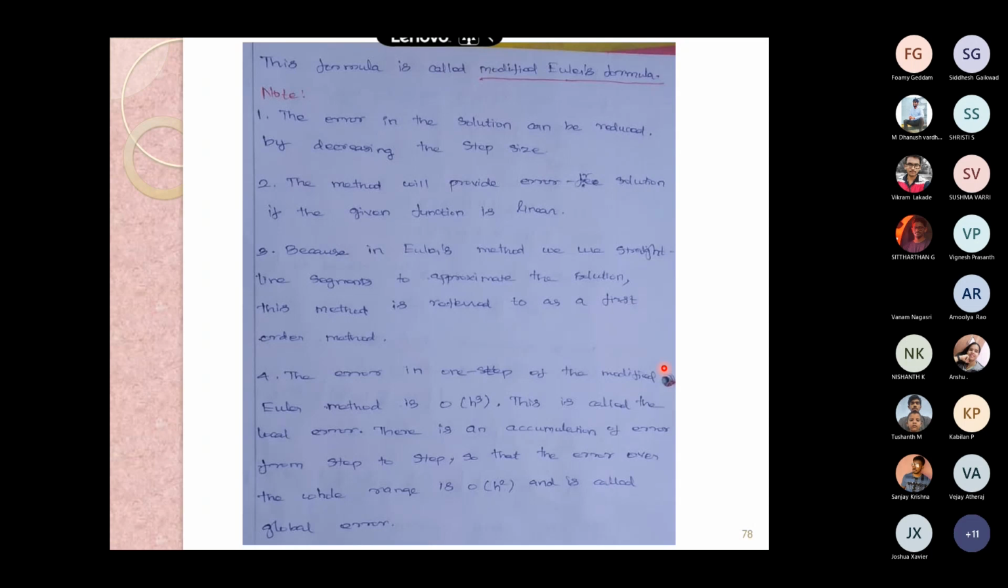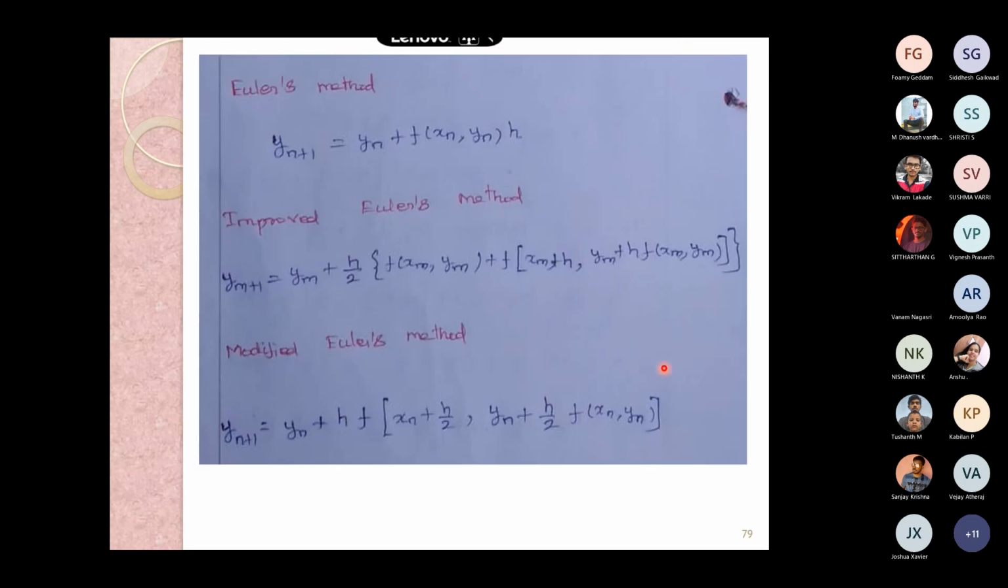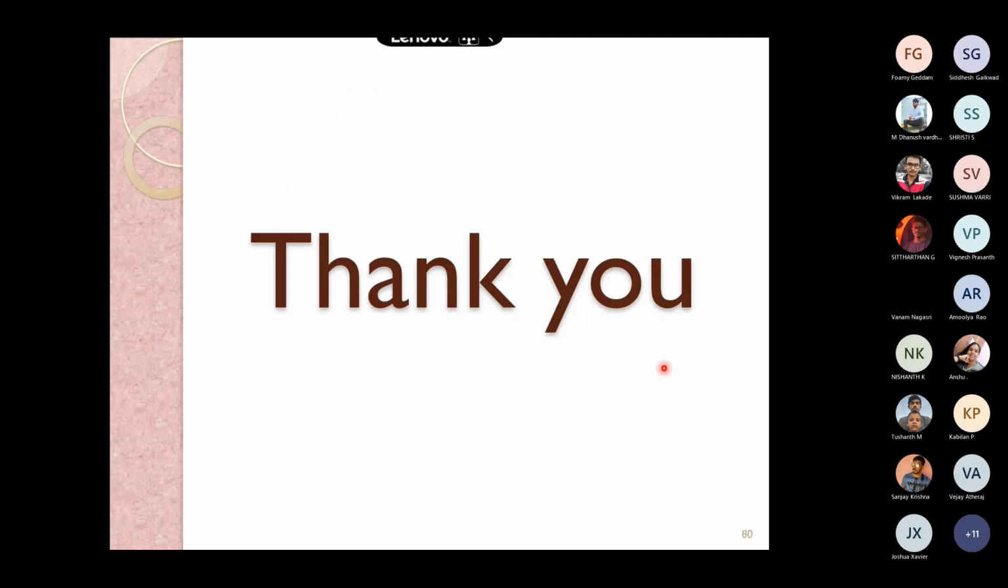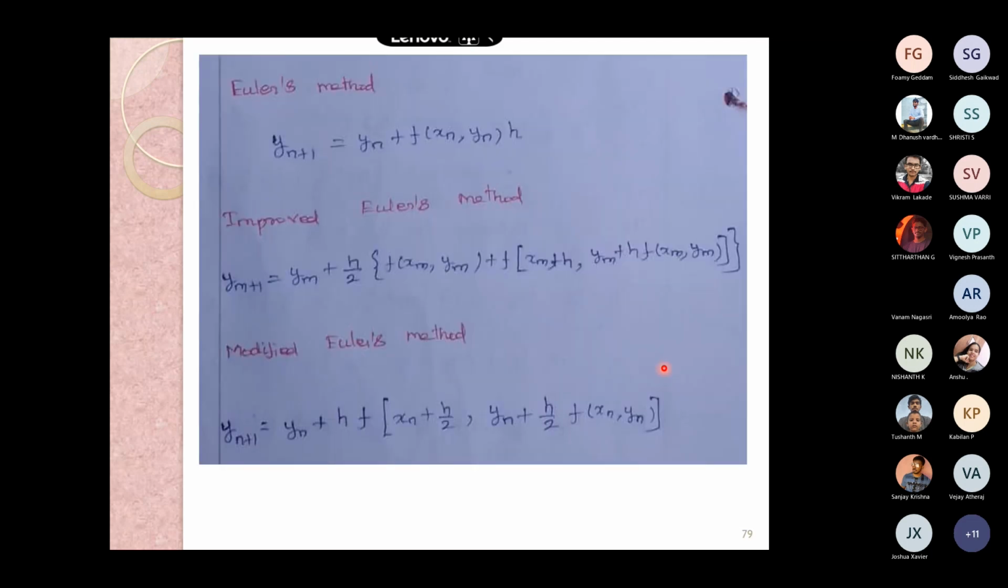There are two errors: one is the local error, and the other one is the global error. Try to read this in the textbook, which has the mathematical model and the formulas for Euler's method, improved Euler method, and modified Euler method. That's all about the fourth unit, second half, and my portion is over.